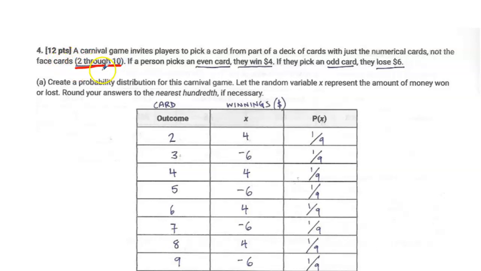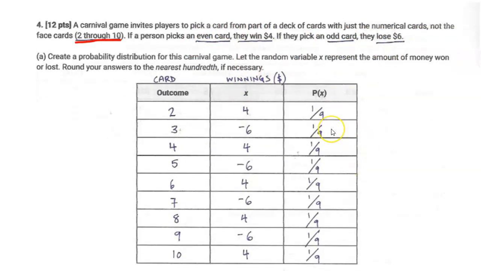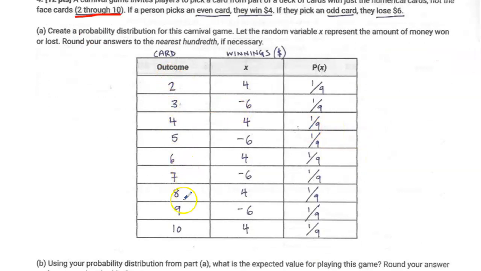2, 3, 4, 5, 6, 7, 8, 9, 10. The other cards are aces, kings, queens, jacks, etc. So we're only looking at the numerical cards. If you pick an even card, you win $4. If you pick an odd card, you lose $6. Seems like a pretty good game, right? Because there's more even numbers than odd numbers.